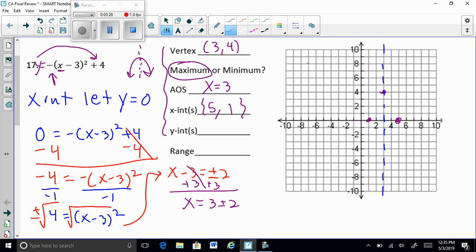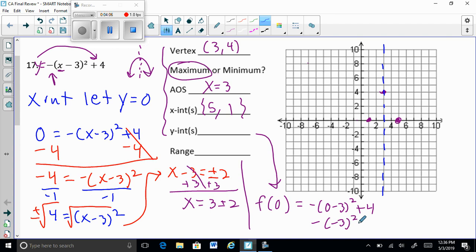Okay, you could probably draw it the way it is, but we might as well find the y-intercept. Find the y-intercept, and then you can reflect that point across the axis of symmetry, and we'll have quite a few points to graph this. So for the y-intercept, basically you're going to have to evaluate the function at f of 0. You're letting x equal 0 in this case. So we're going to have negative parentheses 0 minus 3 squared plus 4. And so we get negative 3 squared plus 4.